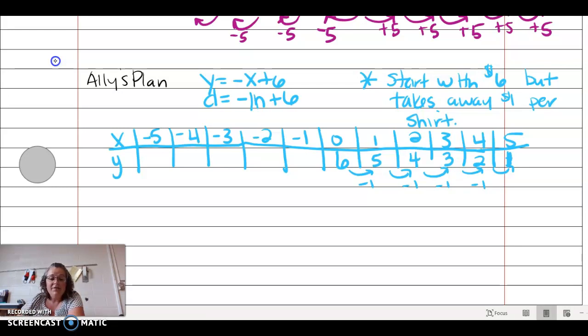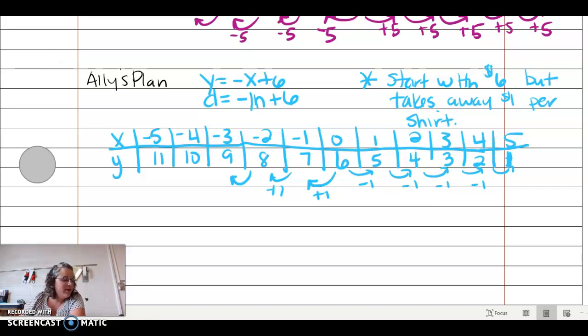Now, if we go backwards to fill out this table, instead of taking away $1, let's add $1. So let's say -1 shirt puts us at $7. Add $1 puts us at 8. Add $1 puts us at 9, 10, 11. So she's making more money if she takes shirts away, which I don't know if that makes sense to you, but they're going to ask you some questions about that later.